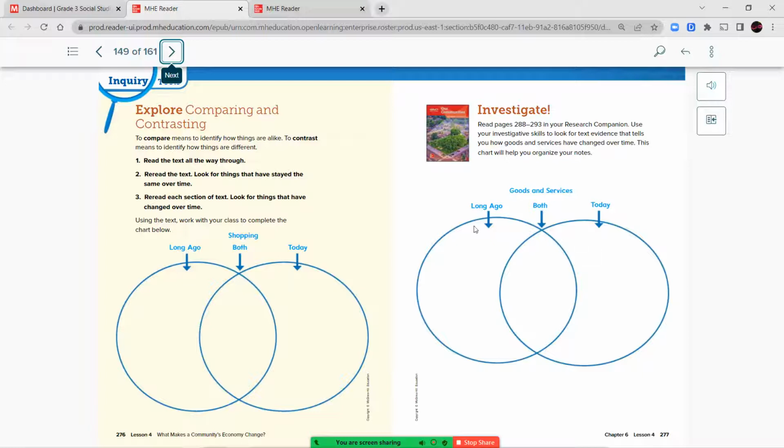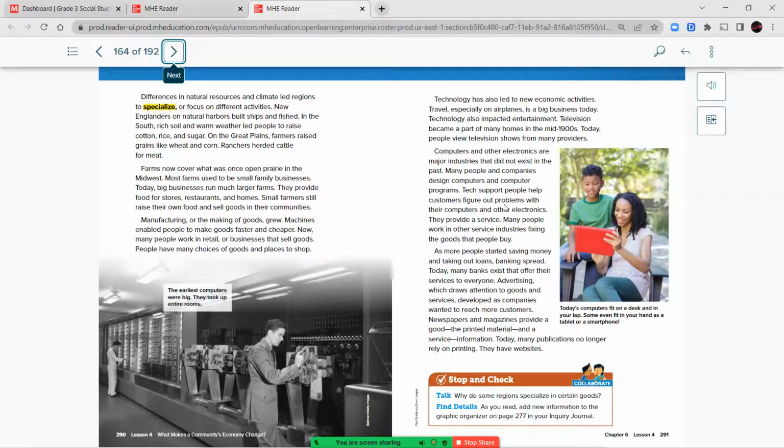And we can put on the long ago side that cotton, sugar, rice, and other farming developed in the southern states, and the Great Plains brought farmers and ranchers in because they had a lot of good soil. And that most farming was done by small family groups or small family businesses. So that's going to be our long ago section.